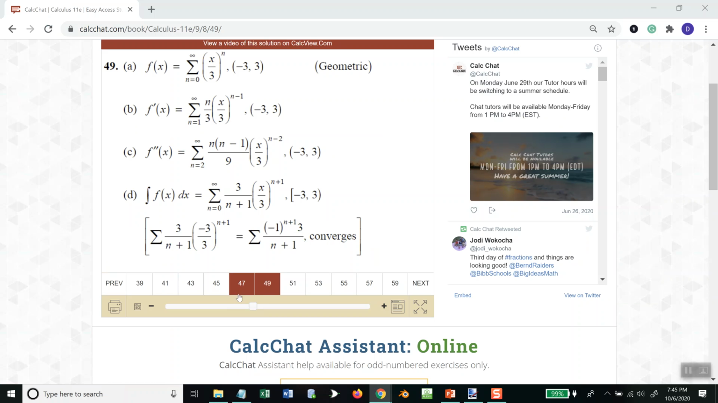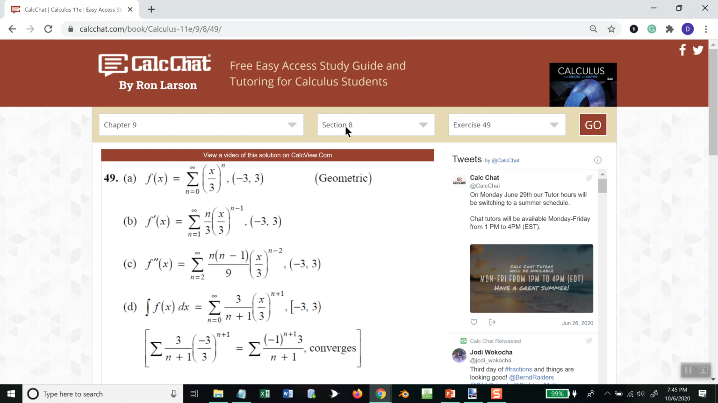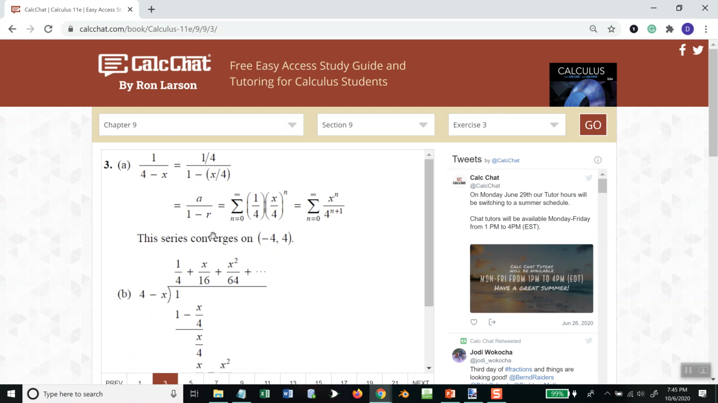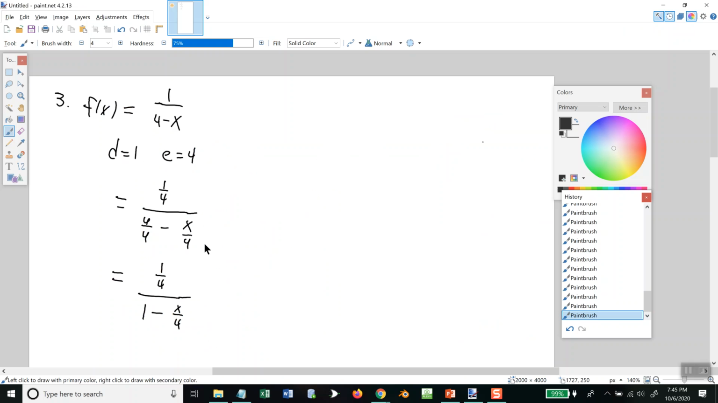Now our formula, let me find it. What is this, number 3? a over 1 minus r. I should have that written down in the steps, but a is the number on top. The r is going to be x over 4.